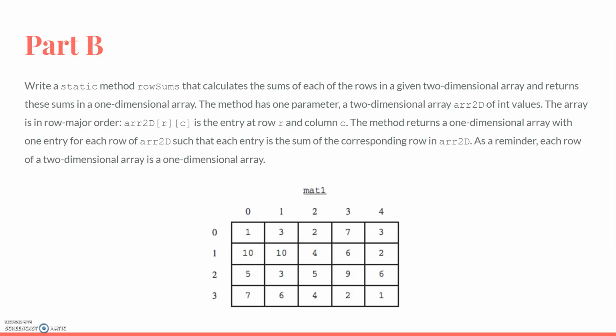Part B was to write a static method, rowSums, that calculates the sum of each of the rows in a given two-dimensional array and returns these sums in a one-dimensional array. The method has one parameter, a two-dimensional array, arr2D, of int values. The array is in row-major order, so row, column, and the method returns a one-dimensional array with one entry for each row.